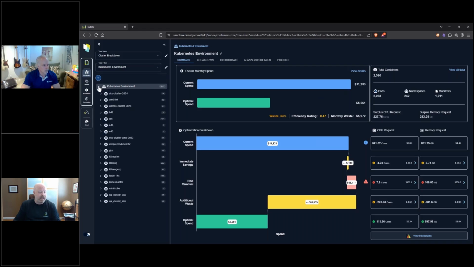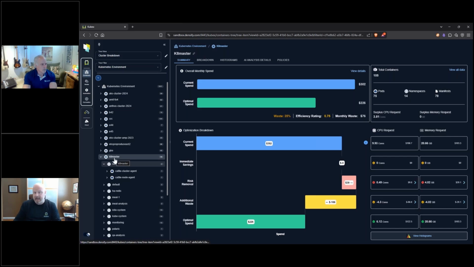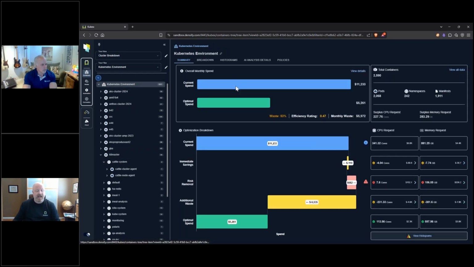You have the ability to look at your environment either at a macro level all up, or you can drill down into individual clusters, individual namespaces, or even down to individual pods. So looking at things at a high level, one thing I wanted to show you is just this screen here. It's called the histogram screen. I talked about risk versus cost quite a bit.